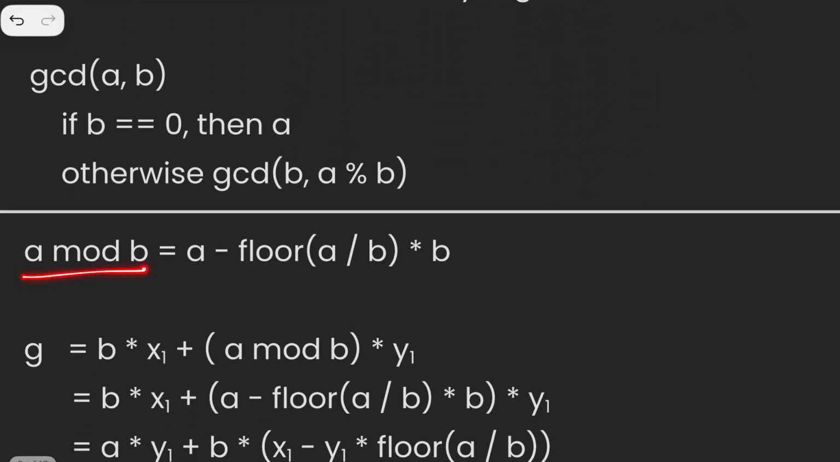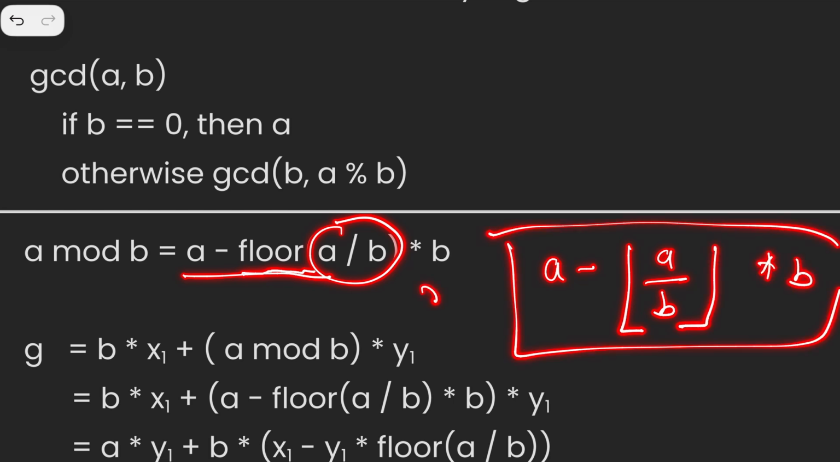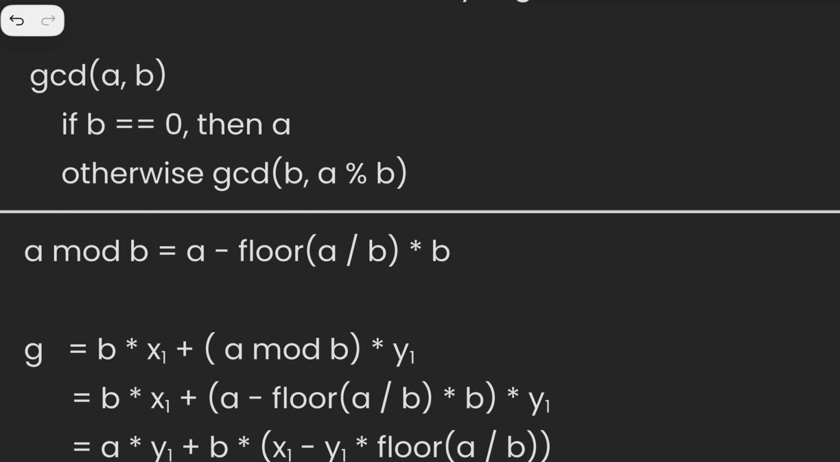We can write A mod B as A minus, this is the division operation, and we are taking the floor value. So this is ultimately A by B floor value into B. This will give us the remainder, right? And remainder is A mod B. Hopefully this is clear to you. This is very common.